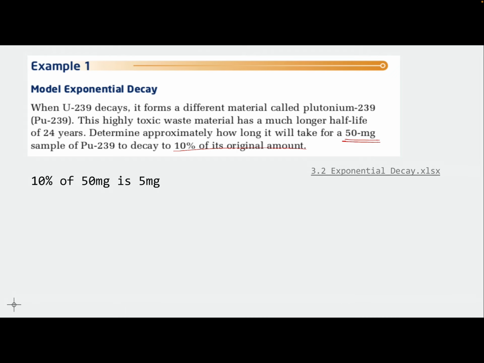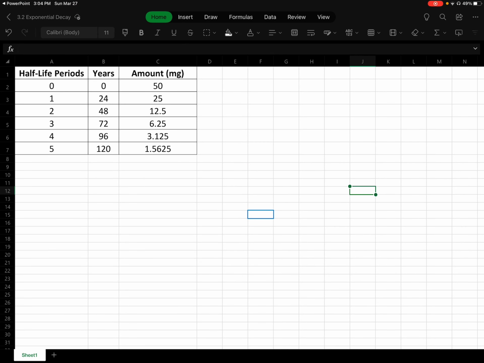I've set up an Excel spreadsheet in order to do this. It's a quick way to find the answer we're looking for. This is already filled out. As you can see, under column A we have the half-life periods. Column B, we have the time in years. And under column C, we have the amount remaining. Notice after 0 years, there's 50 milligrams remaining. It's not till 24 years that we have our first half-life, and only 25 milligrams will be remaining.